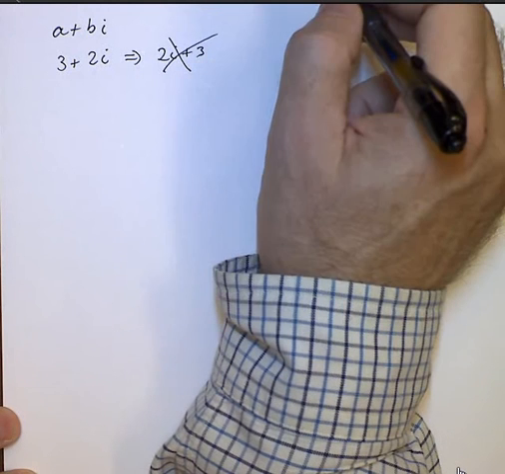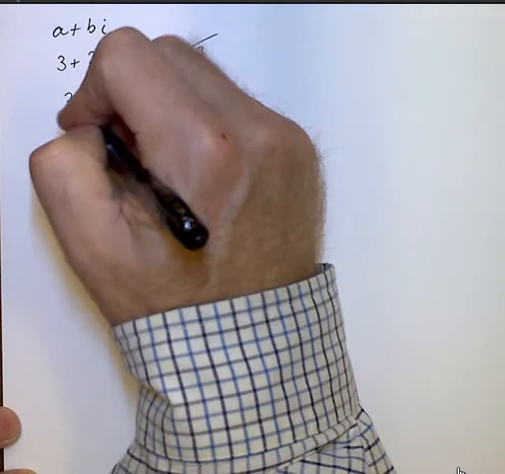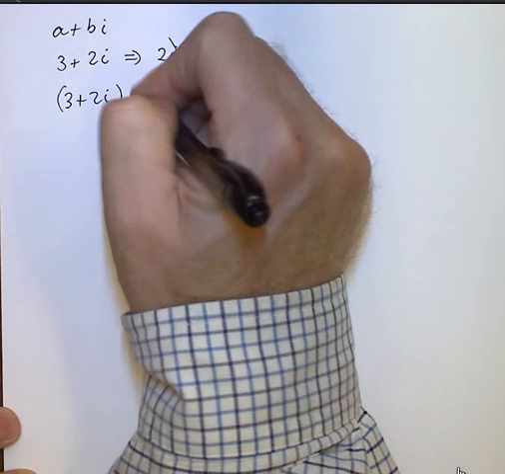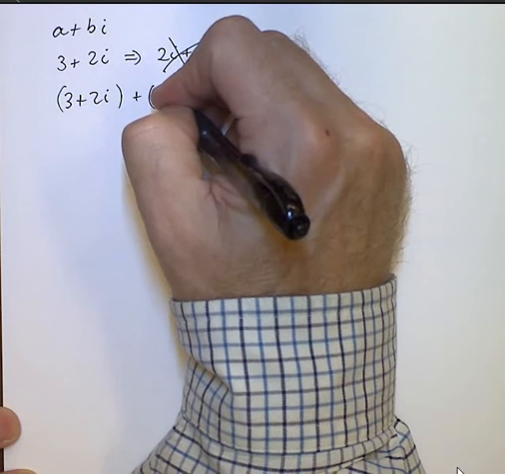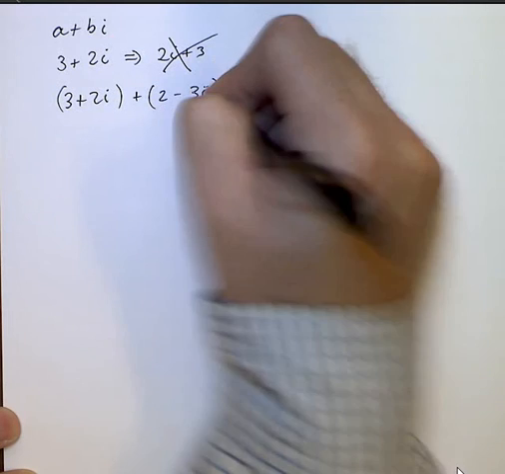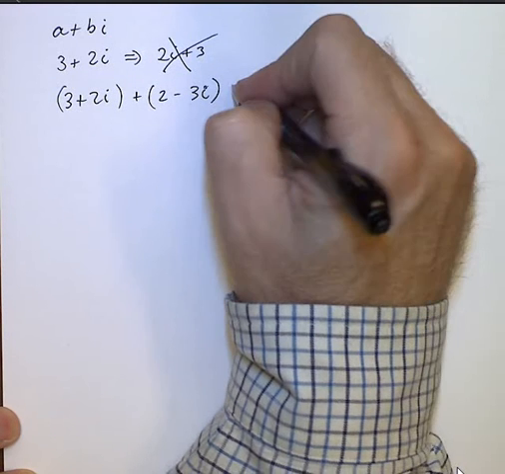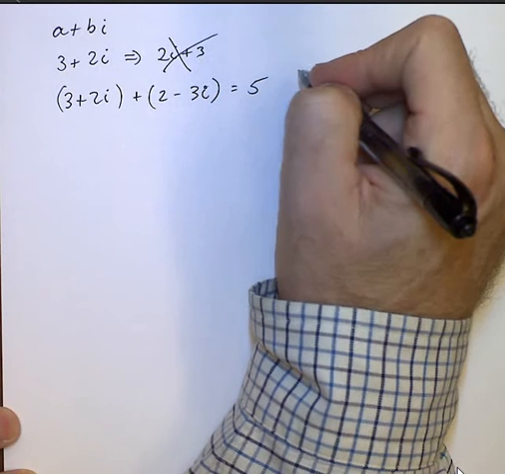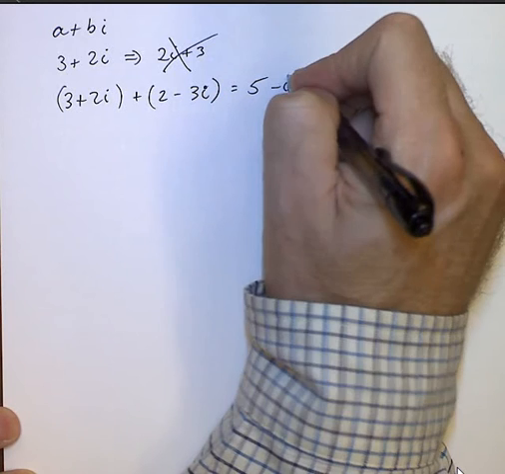That's not valid. When we add or subtract complex numbers, it's like adding and subtracting by combining like terms, just like you would do in normal algebra. So in this case, if it was 3 plus 2i plus 2 minus 3i, we would add the real terms, 3 plus 2, and we would add the imaginary terms, 2i minus 3i, and we'd get an answer.